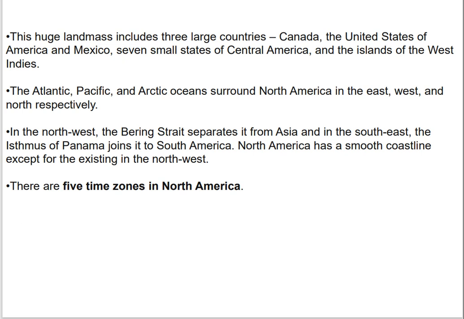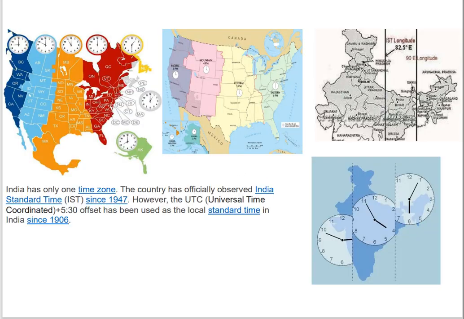So as it is separated from Asia by the Bering Strait, we will see it in the map, and in the southeast, the Isthmus of Panama joins it to South America. North America has a smooth coastline except in the northwest. Okay, so let's discuss. Here are the five time zones, and we can say politically and all these things.